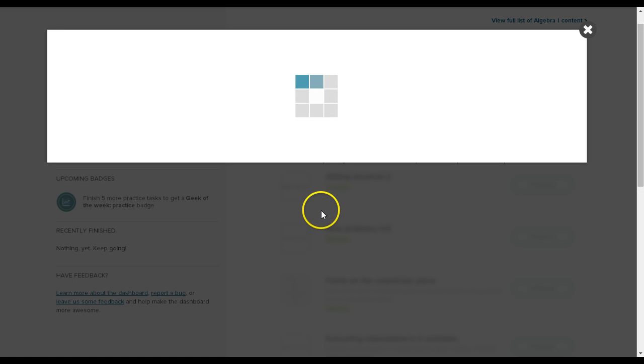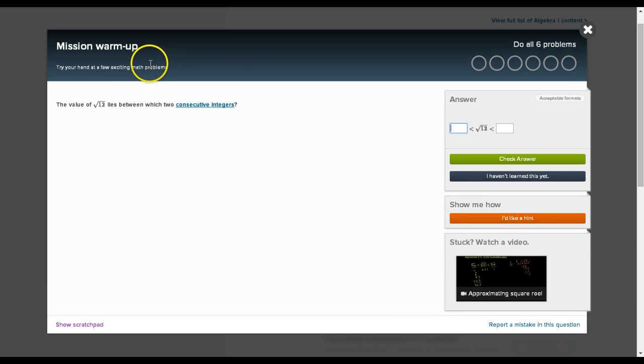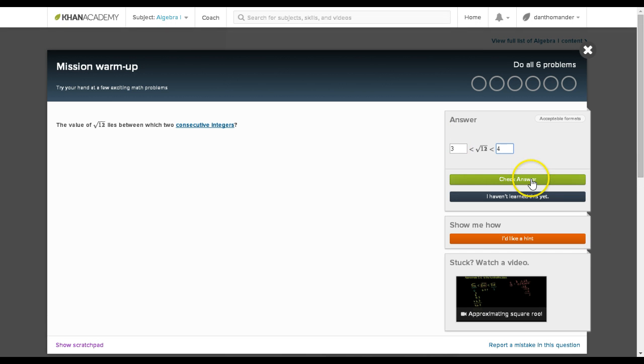So what'll happen is we've got a mission warm-up. And so you really need to go through all the mission warm-up. Okay, I'm going to walk you through it right now. It says do all 6 problems here. So I know that the square root of 9 is 3 and the square root of 16 is 4. So I know the square root of 12 is between 9 and 16, so it's going to be between 3 and 4. Okay, so I put my answers in there that the square root of 12 is somewhere greater than 3 and less than 4.